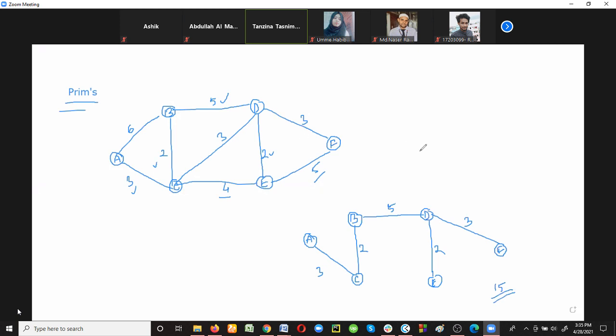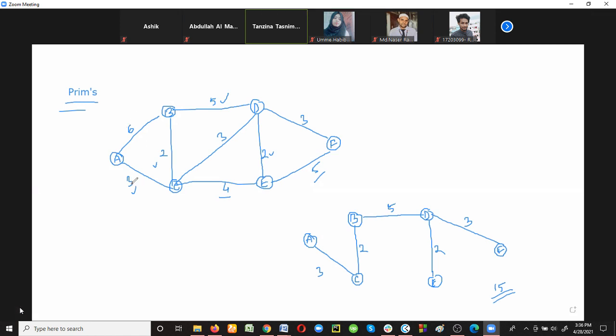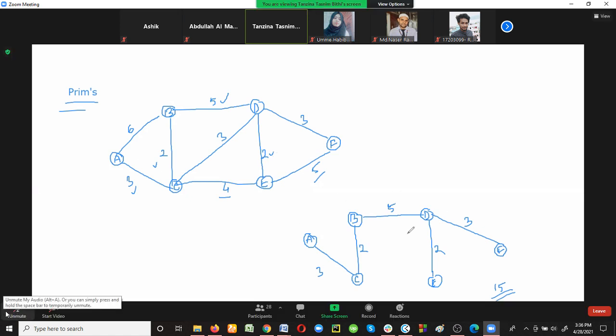What is Prim's algorithm? In Prim's algorithm, the first step is the removal of all parallel edges and loops, and then we can start with any node, any vertex of this graph. After that, you have to find the adjacent vertices of that vertex, compare all the edges, and then take the minimum weight edge. In this way, we can take all the vertices from this graph, and how many edges can we take? 1 less than the number of vertices.